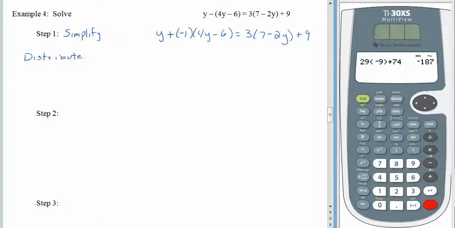And distributing is just plain fun. Right? The negative 1 multiplies by the 4y and by the 6. The 3 will multiply by the 7 and the negative 2y. And so we end up with y minus a 4y. A negative 1 times a negative 6 gives positive 6. 3 times 7 is 21. 3 times negative 2y is minus 6y. And then bring down the plus 9. Okay. Wow, we've got a lot of like terms to combine, don't we?